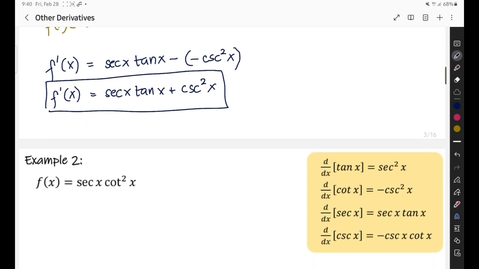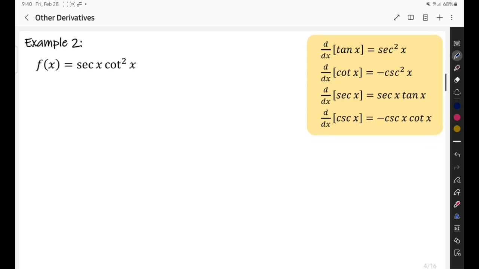Okay, now let's proceed to the second example. This time we have secant x cotangent squared x. So in this case, we have the theorem for secant, yes, but we don't have the theorem for cotangent squared, right? So it would be much easier to rewrite the function. Let's try to express all the functions in terms of sine and cosine, and see if we can simplify something.